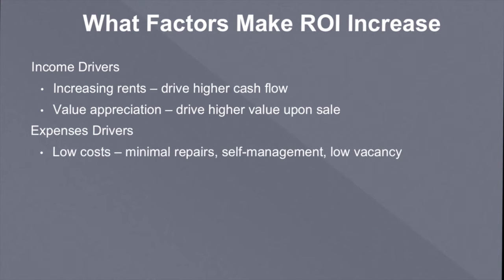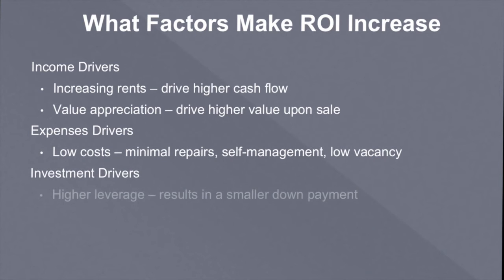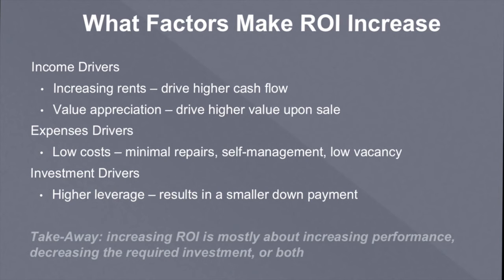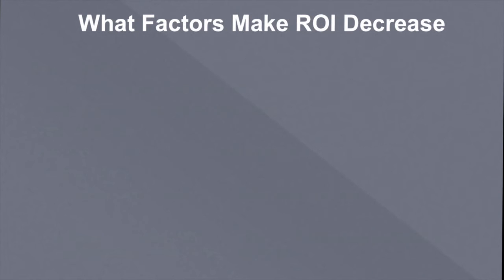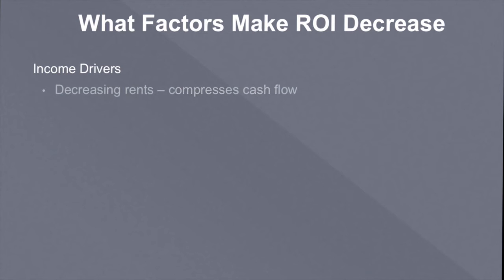Expenses. Well, you want to keep your expenses low, of course, and you can keep your repairs to a minimum. You can manage the property yourself, keep your vacancy rate low, and then, of course, higher leverage. That's going to mean that you control more with less with that smaller down payment. So the takeaway here is that this is mostly about increasing the performance and decreasing the investment, or doing both at once. What factors make ROI go down?